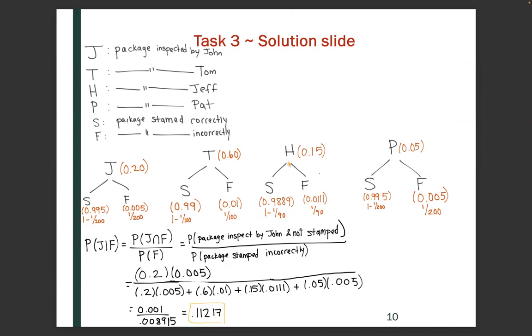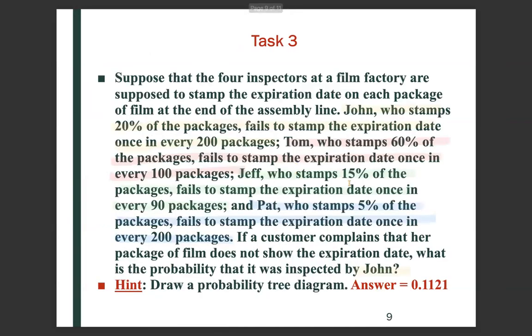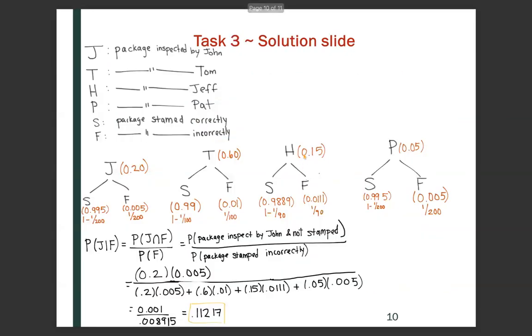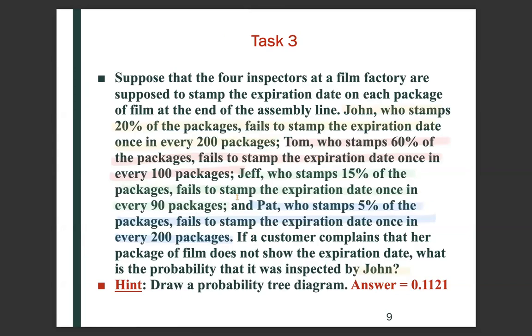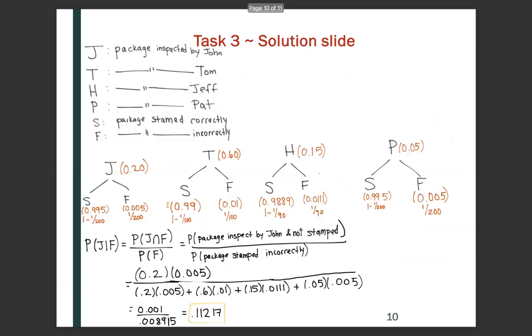And here for event H, that pertains to Jeff. So if we go here, Jeff stamps 15% of the packages. So that would be 0.15. And of those 15%, he fails to stamp the expiration date once in every 90 packages. So F here is going to be 1/90. So S, which is that the package is stamped correctly, is going to be 1 minus that probability, 1/90, which is going to give us 0.9889.